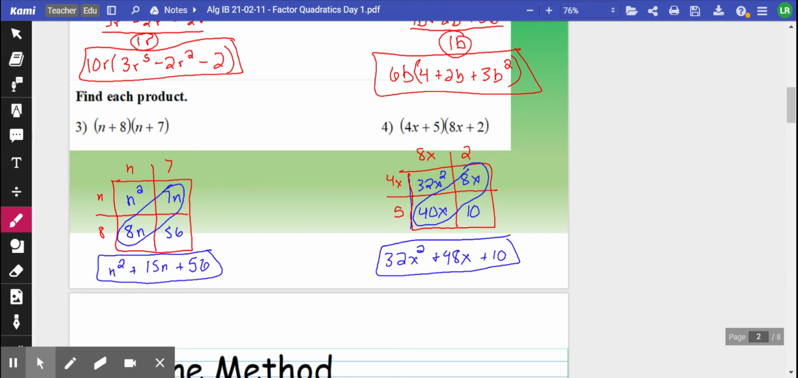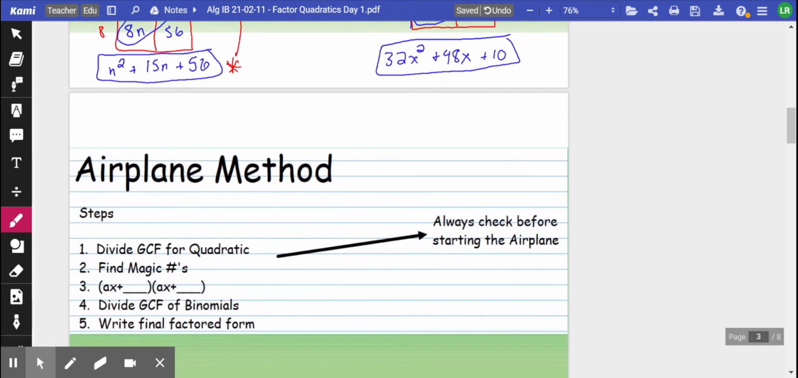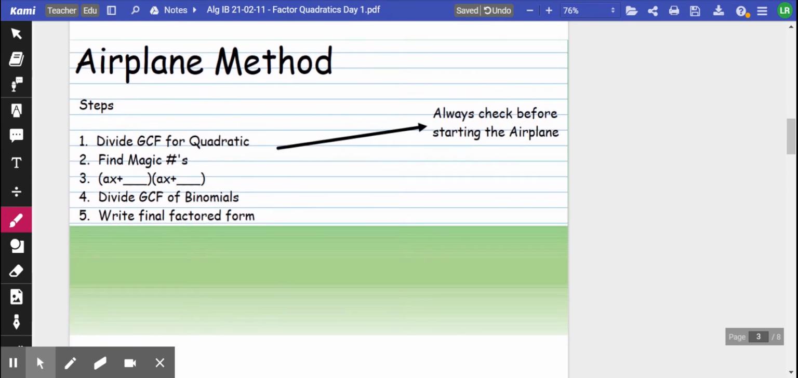Well, what we're going to be working on today is we're going to be starting with this type of problem, and we're going to be learning how to break it apart, how to factor it. And our final result after I factor will look like what we started with. So these are kind of the reverse of each other: multiplying things together and then dividing them apart, factoring them. Now there are some different methods that we use. What we use in my class is called the airplane method. So make sure we're writing these steps down.